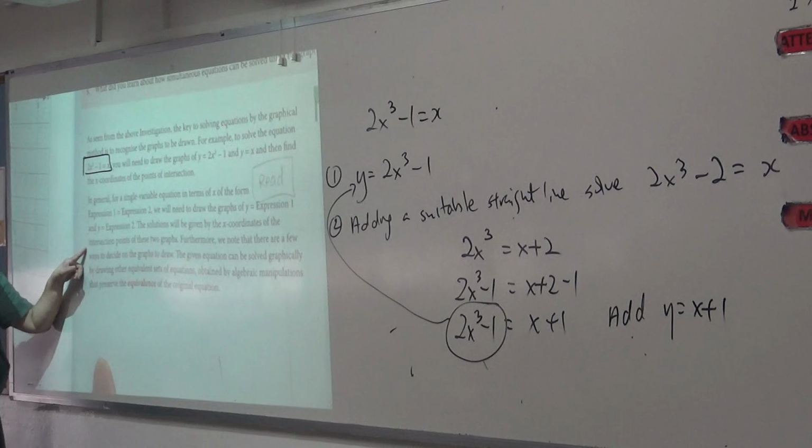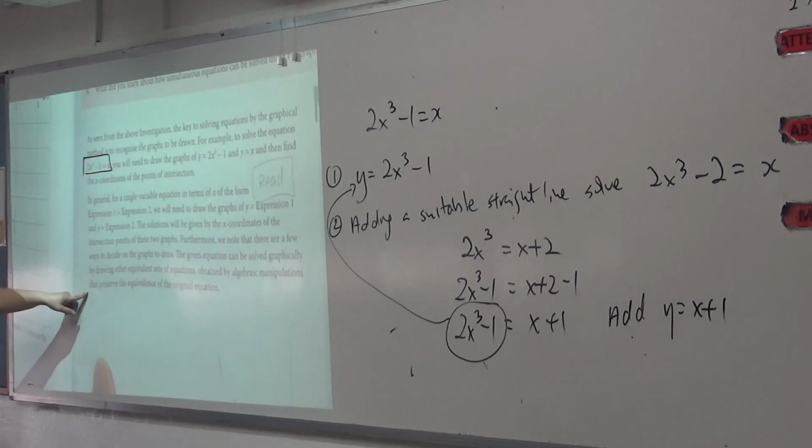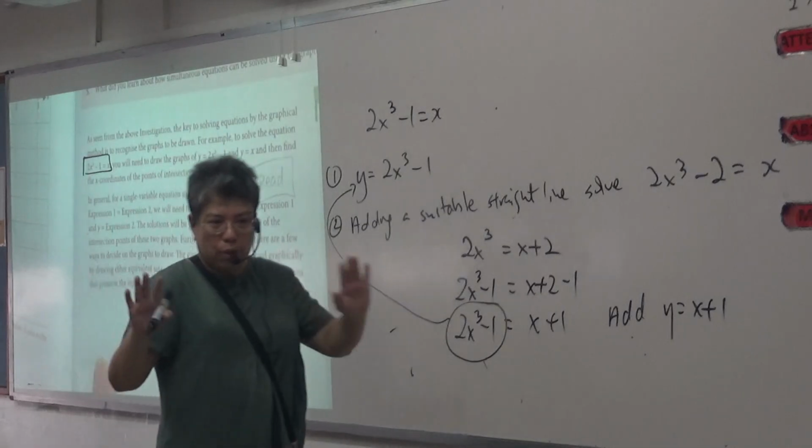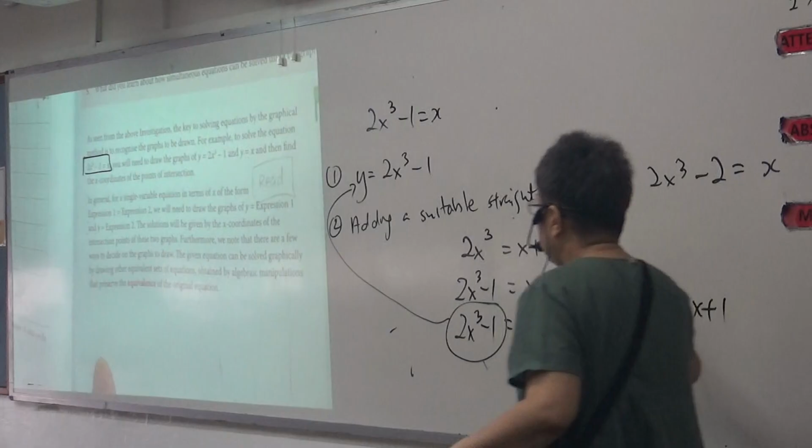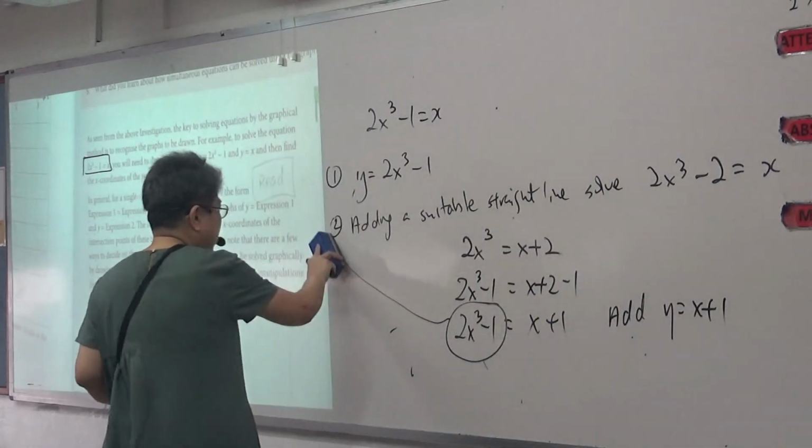Is that clear? Okay, then furthermore, we know a few ways to decide on the graph to draw. The given equation can be solved graphically by drawing other equivalent sets of equations. This one you don't have to bother about because I'll teach you how to do the equivalent set. Now one more thing I want to stress. Let us try another one on this.